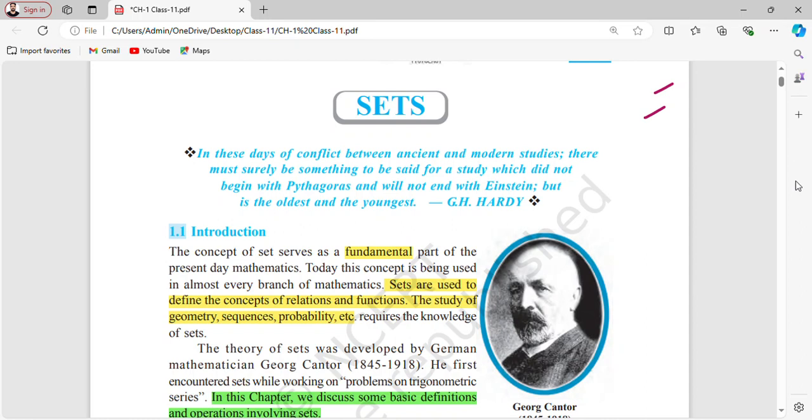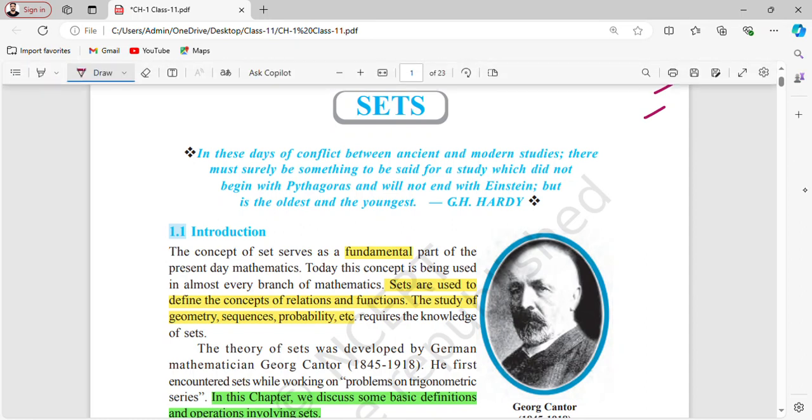Today we will discuss sets. This is a chapter of mathematics, and so we will start from the introduction. The concept of set serves as a fundamental part of present day mathematics. So, what do we mean by fundamental part of mathematics?